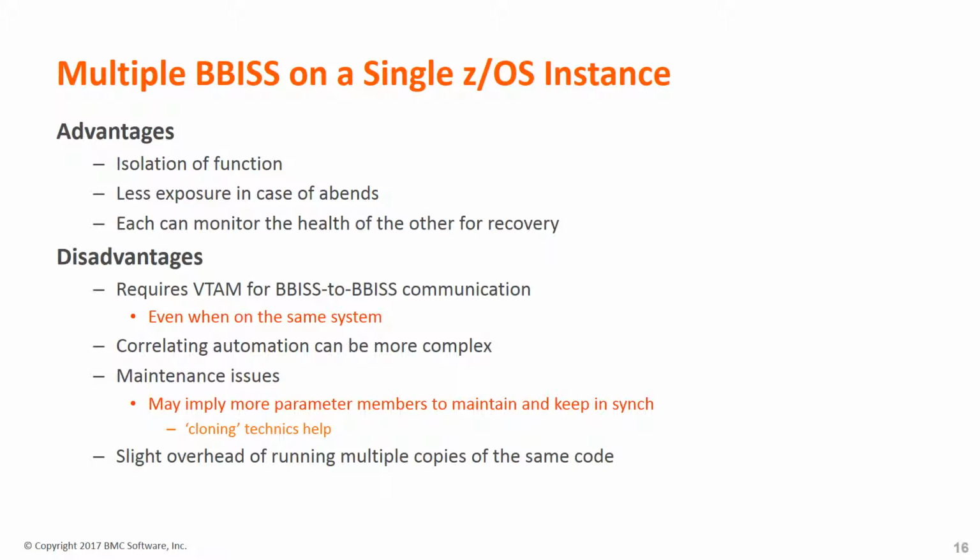Now, some of the disadvantages are that you have to define VTAM links between your BBISSs even when they're on the same system. It also makes it harder to correlate information between different sources, so you have to pass shared variables and do some more complicated things. Then there are maintenance issues, and there's also a little bit of additional overhead of running multiple copies of the BBISS code.